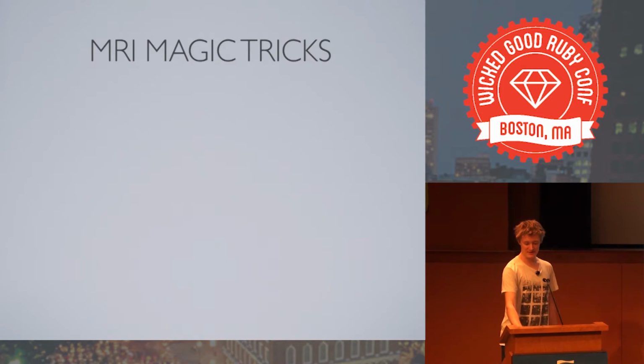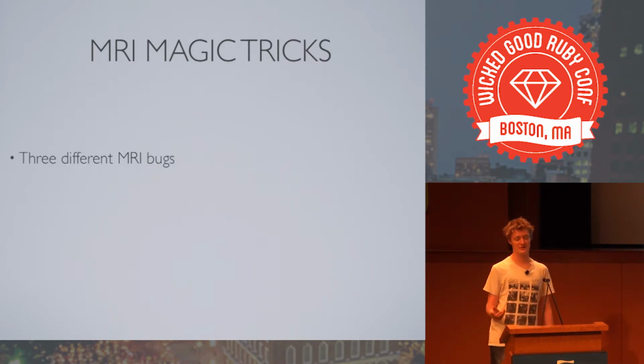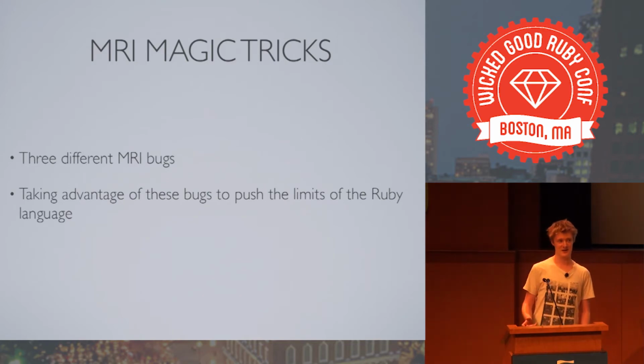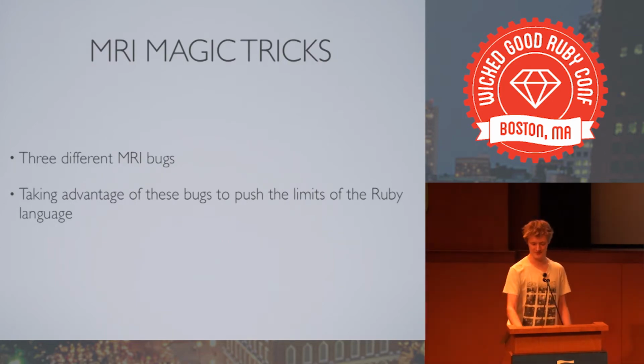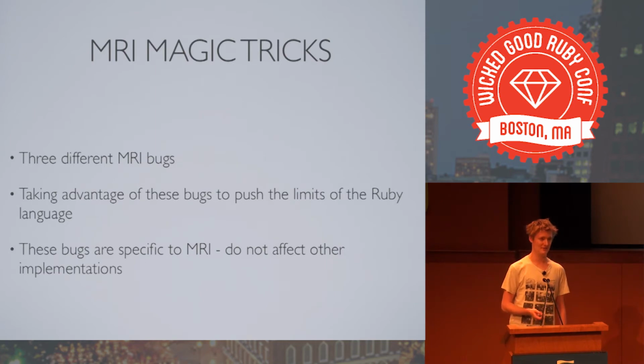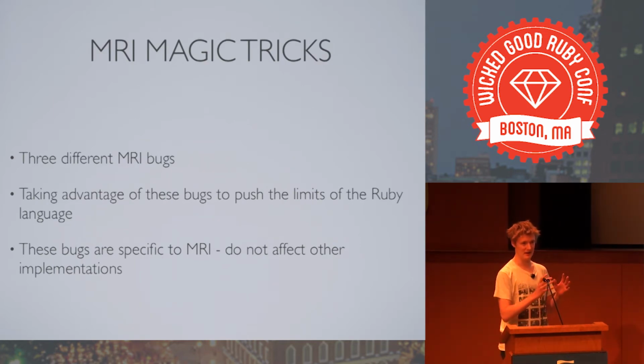So MRI Magic Tricks. What I'm going to be talking about is 3 different MRI bugs and how you can actually take advantage of these bugs to bend the language in crazy ways and to really push the limits of what you thought was possible in Ruby. And I just want to say that these bugs are specific to MRI. They don't affect other implementations, so JRuby, Rubinius, they're not affected. These are all bugs in the specific logic inside MRI.